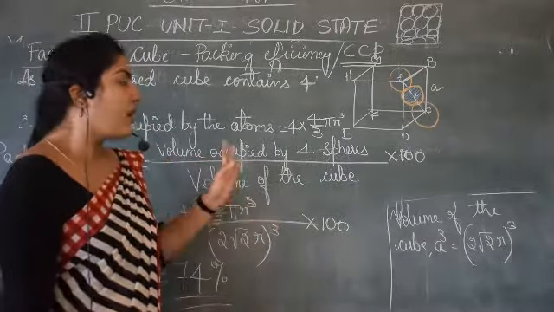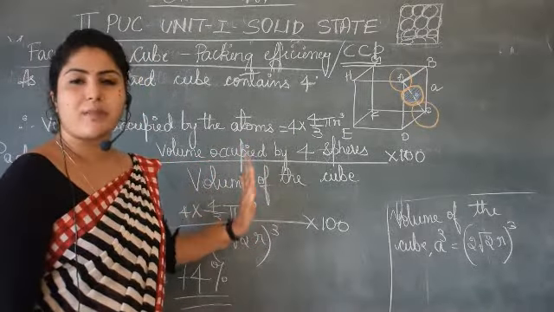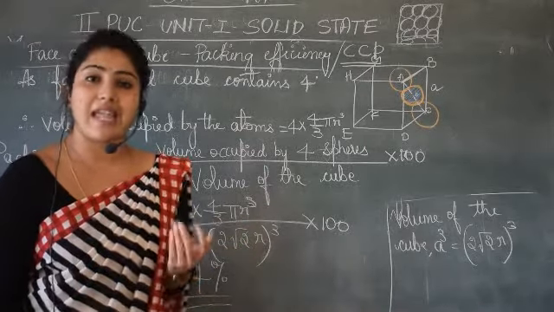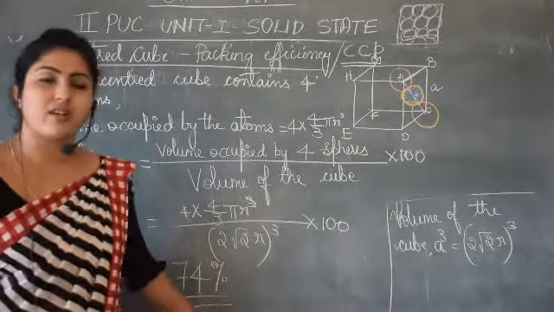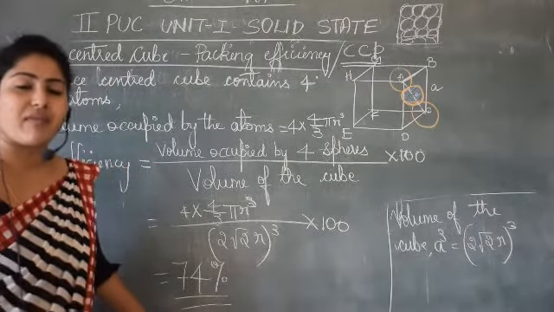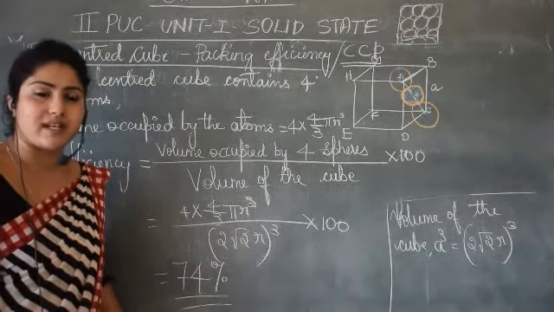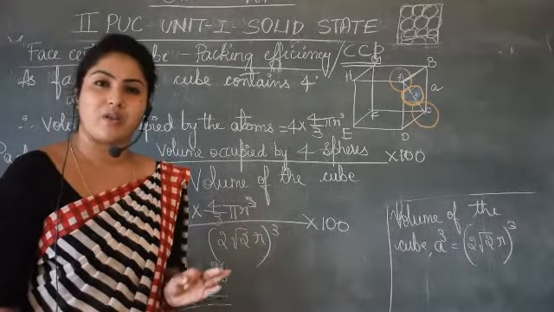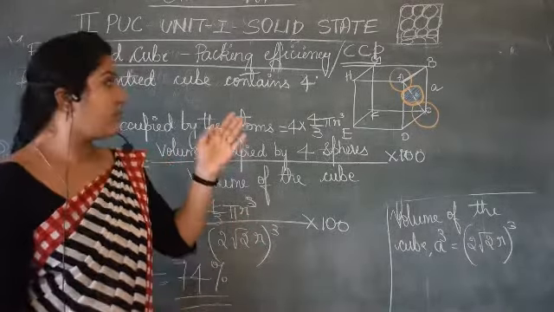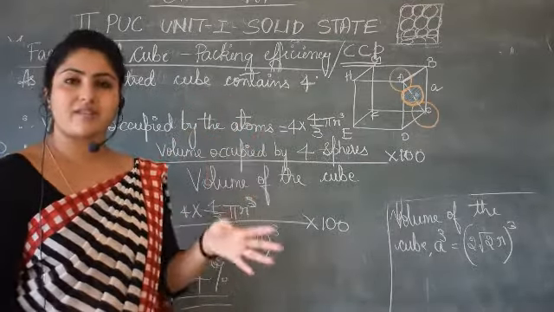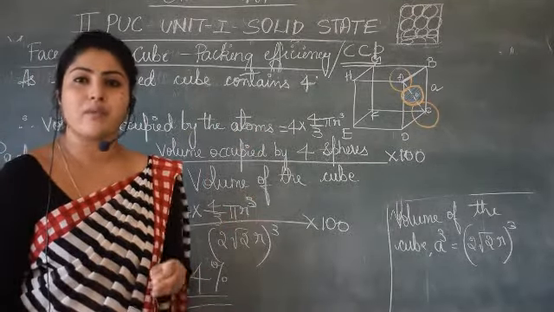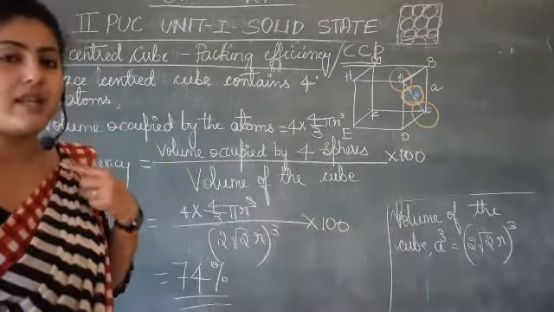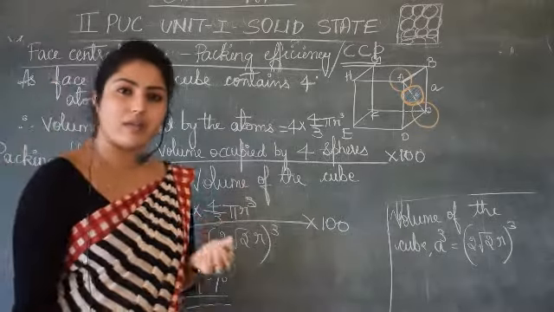Clear? In simple cube, what was the packing efficiency? 52.4%. In body centered, 68%. In face centered or in CCP, the packing efficiency is 74%. Which one is more efficient? Yes, face centered cubic close packing or cubic close packing structure is said to be more efficient, which has more packing efficiency. They'll ask a question that way also.